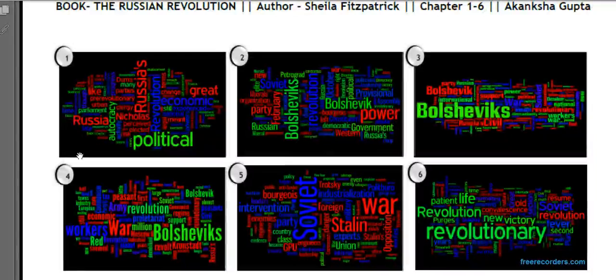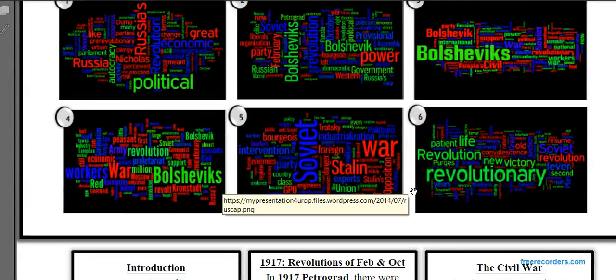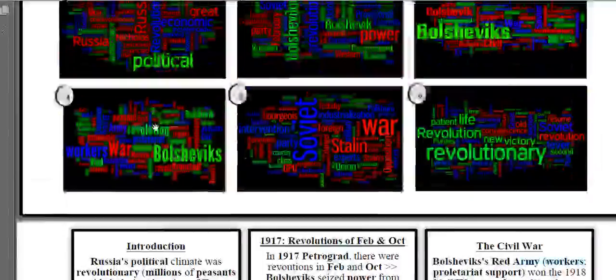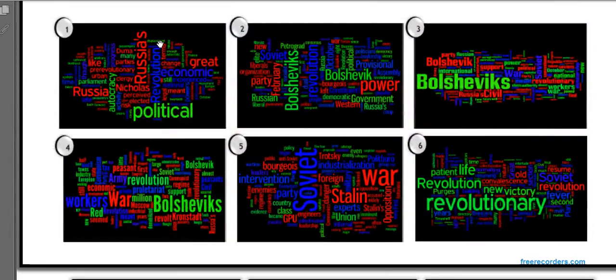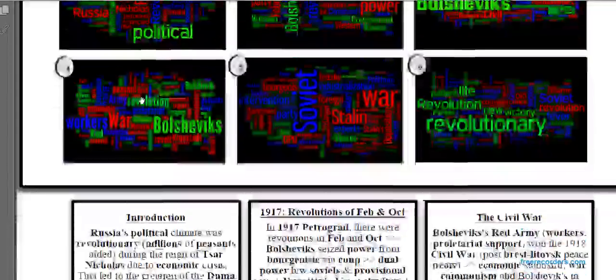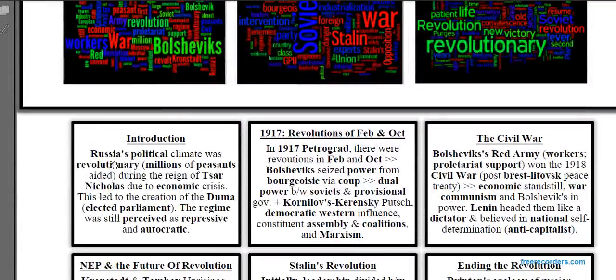And this was the tag cloud created for the first chapter, then for the second chapter, and so on for all the 6 chapters. Now, what is the use of this word cloud? The first word cloud, as I've indexed it 1, gives the introduction. As you can see, the words political, revolution, Russia's, autocracy, Russia again, economic, great, pre-revolutionary, national, experienced, perceived, Nicholas, and so on and so forth, are highlighted.